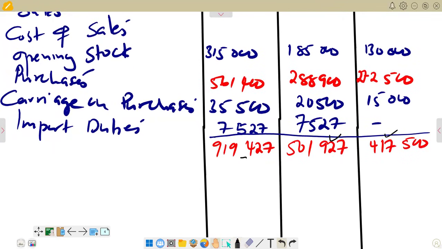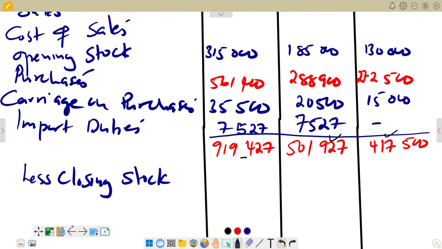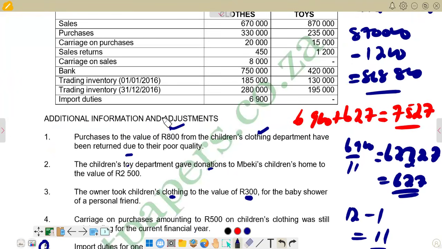So now we are on less closing stock. You can find them in the question. If you come here, see that this was just supposed to be 2070. And these are the closing stock that we have. We have got 280,000 for clothing and 195,000 for toys. So we come here and try to enter those figures.